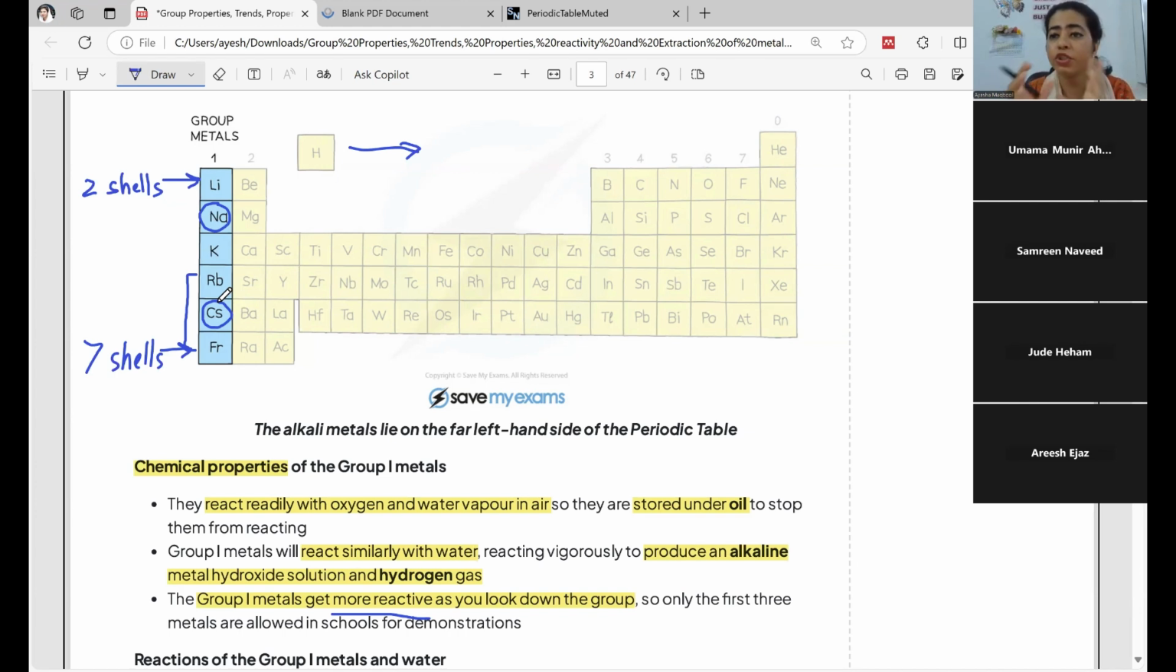So when we are not sure about the things, we can compare in the group. As we are going down, what should happen to the properties? That is known as predicting the properties. Anyone can tell me what should be the properties of cesium now? What should be the reaction of cesium now as compared to sodium?